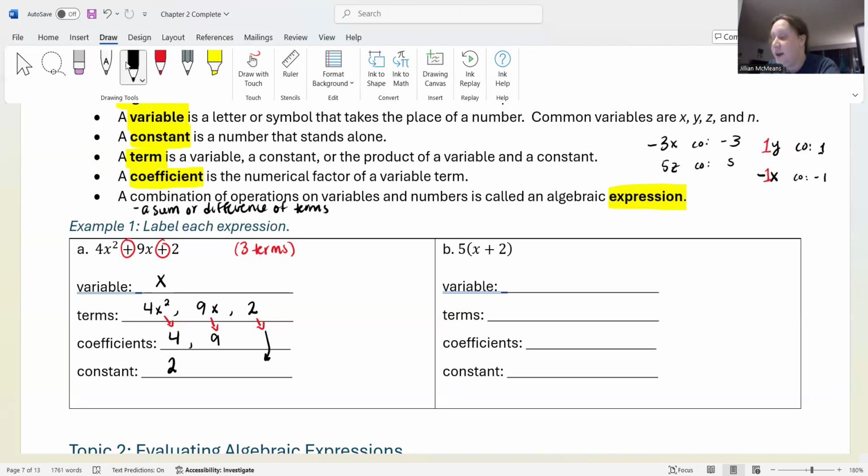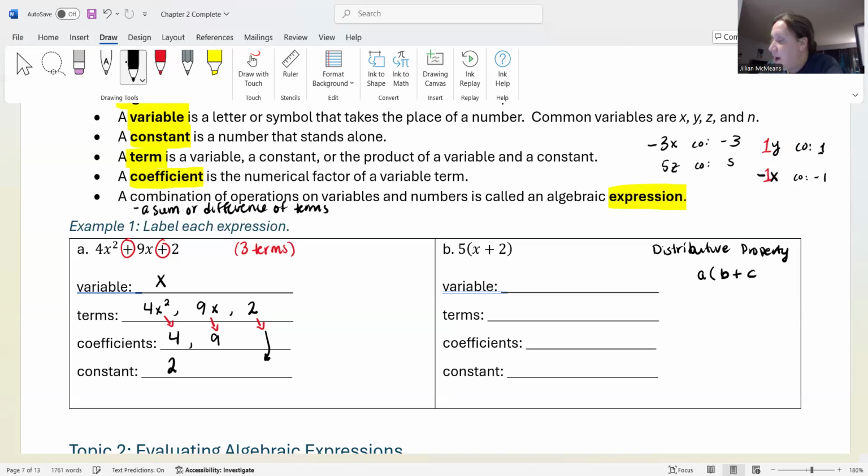Okay. Now, for part B, this one's a little tricky because notice we have a set of parentheses. So you have to go way back to the previous chapter. In the previous chapter, we talked about something called the distributive property. And I told you at that time, it's not super powerful at that point, but when you start getting into algebra, it is really powerful. It's a really cool thing that we can do. So the distributive property basically allows you to multiply through addition or subtraction. So you can multiply through a set of parentheses.